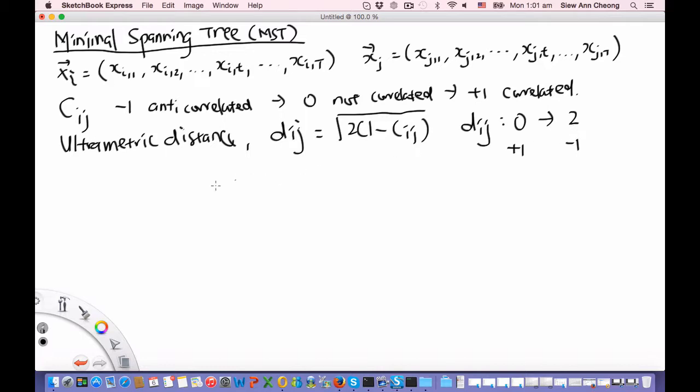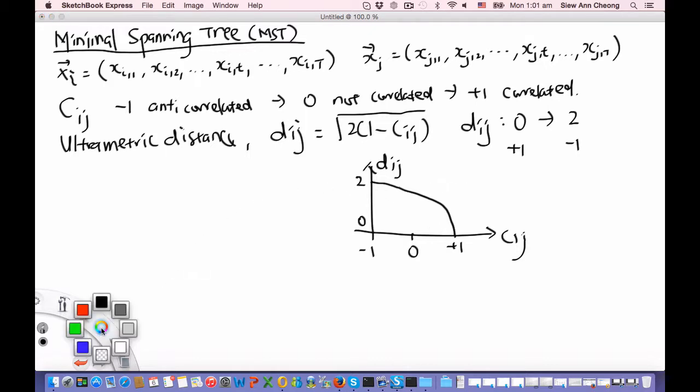Now, if we graph this distance as a function of Cij, the plot of Dij in terms of Cij, we will find that it looks like this. This is +1, this is -1, this is 2, and this is 0, and so 0 correlation is somewhere around here. So it is a square root function vanishing at +1, but otherwise it is monotonically decreasing.